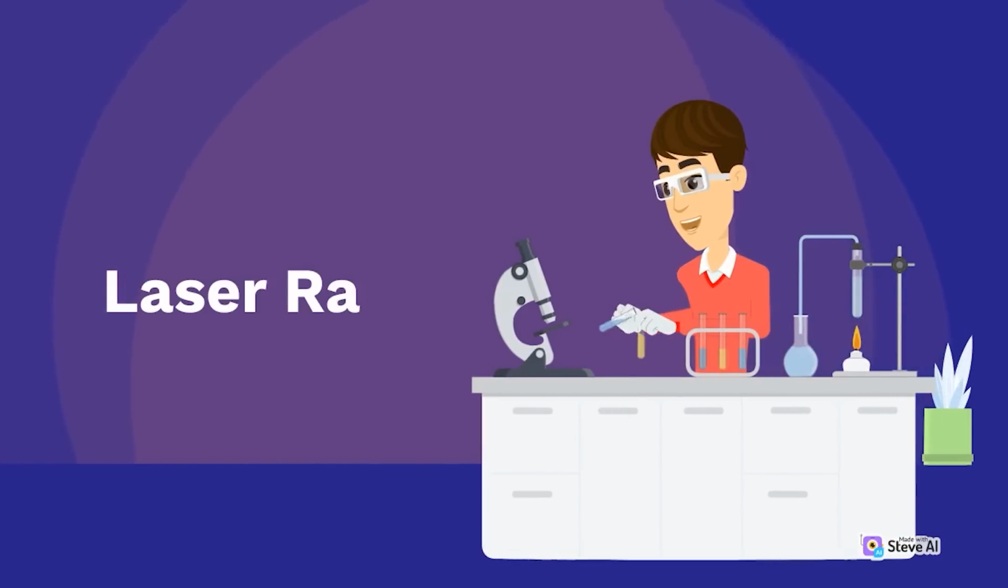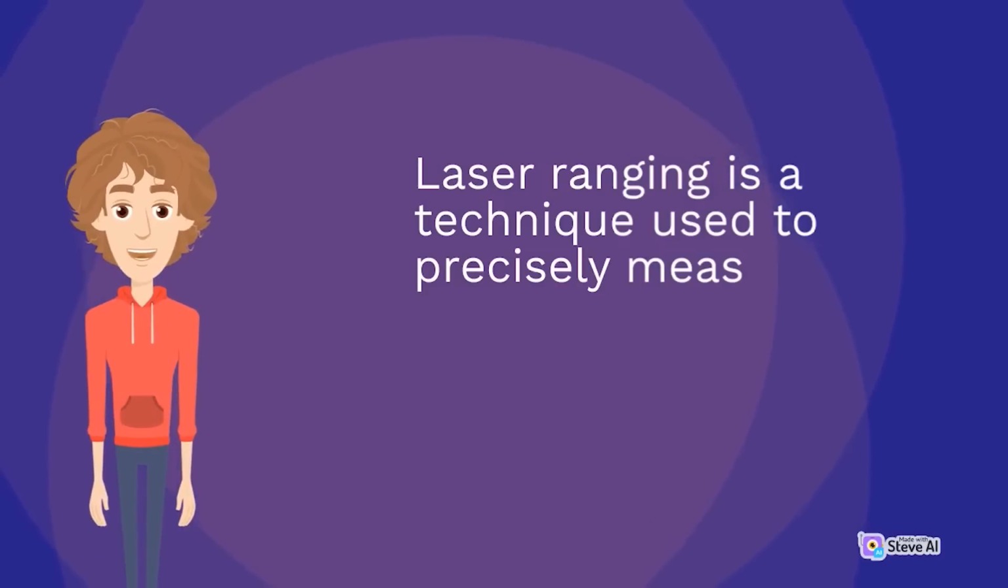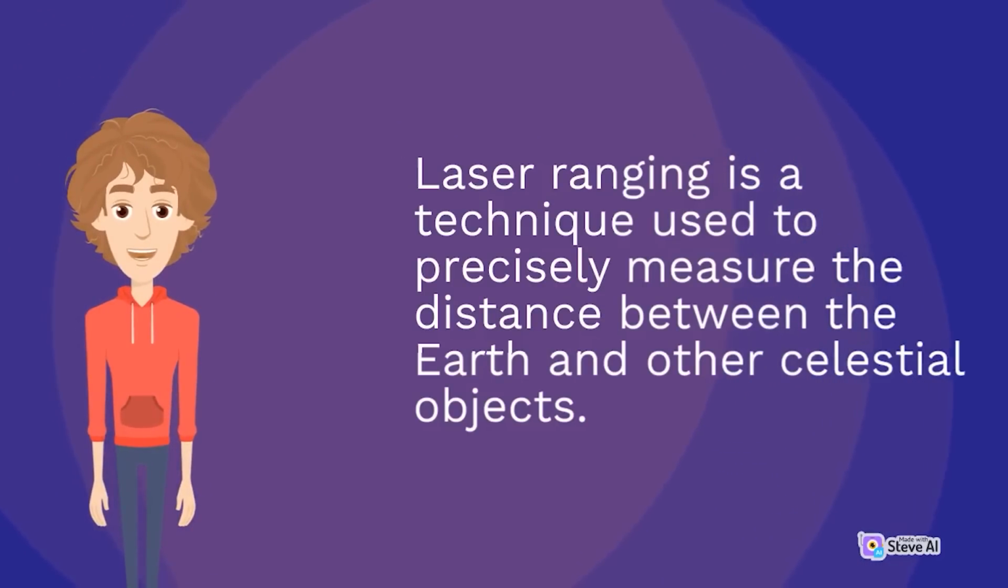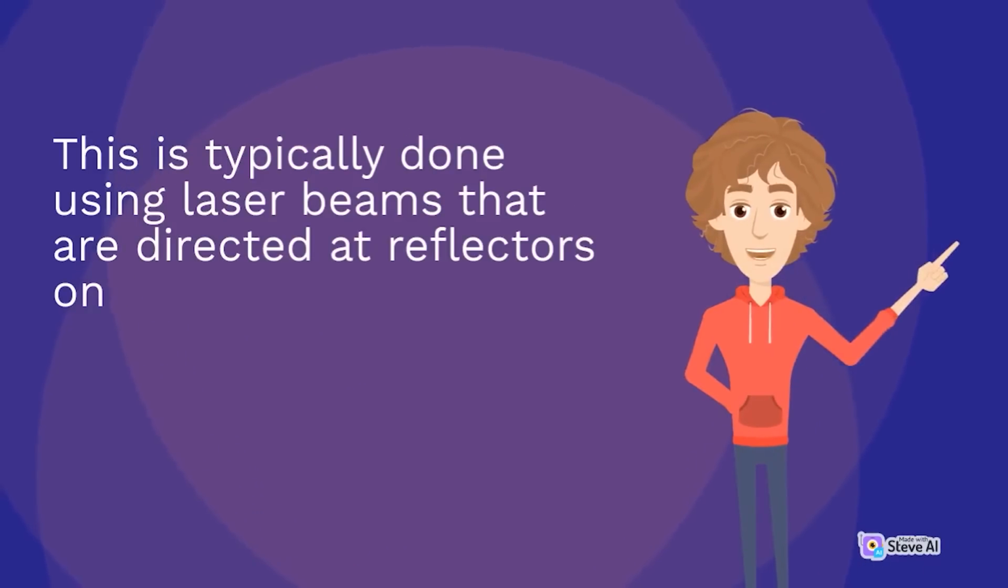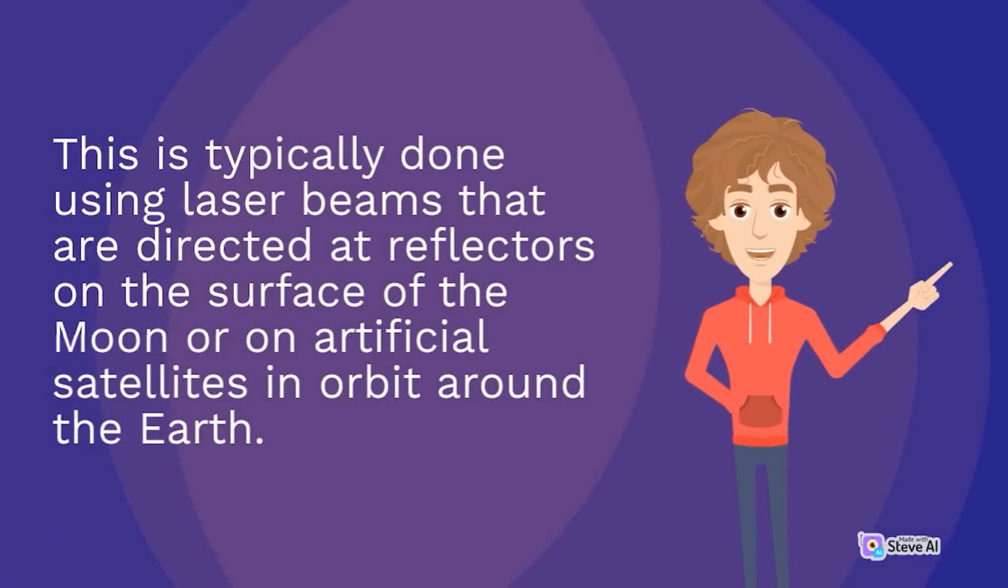Laser ranging. Laser ranging is a technique used to precisely measure the distance between the Earth and other celestial objects. This is typically done using laser beams that are directed at reflectors on the surface of the Moon or on artificial satellites in orbit around the Earth.